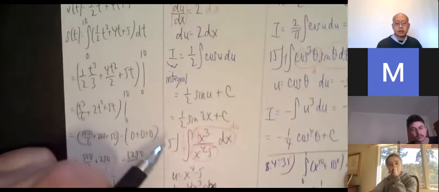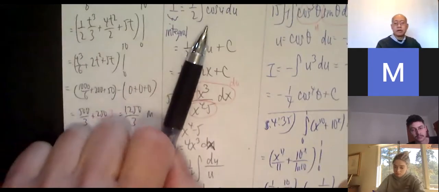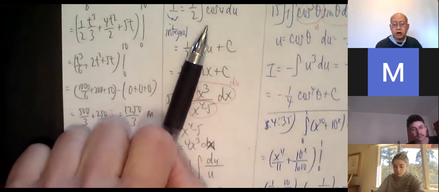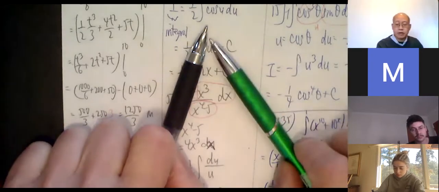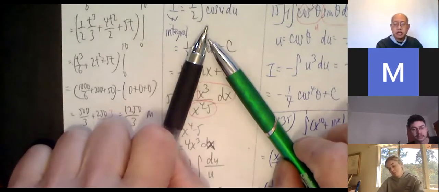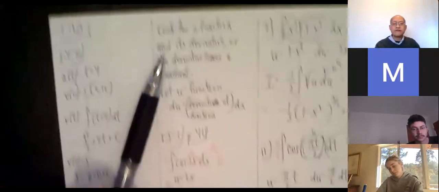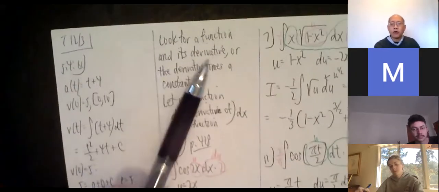So I'll show you number 5 now, which is a little bit different. The original problem is the integral of x cubed over x to the 4th minus 5 dx. Yes, I put other stuff in red. That's why I changed colors there. So, x cubed over x to the 4th minus 5. Look for a function and its derivative, or the derivative times a constant.